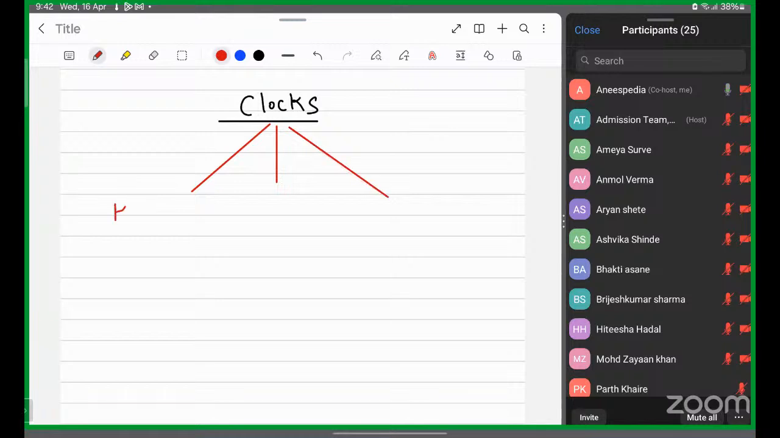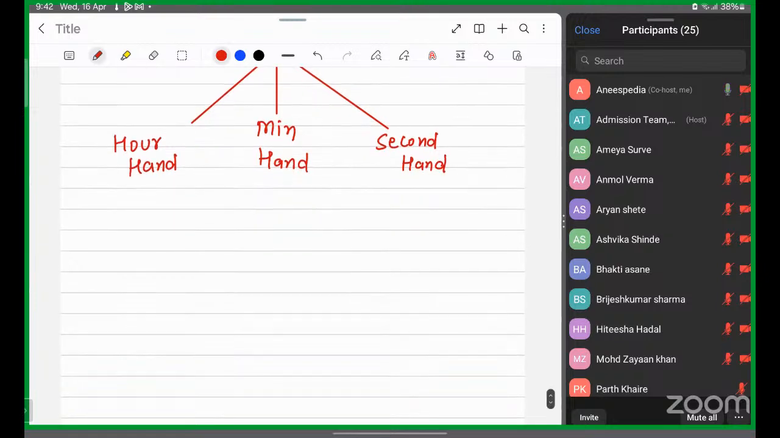One is known as the hour hand. Second one is the minute hand. Third one is the second hand. The hour hand is shorter in length. The minute hand is comparatively larger in length. And then we have the second hand.